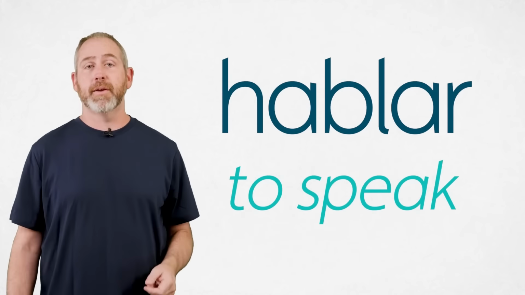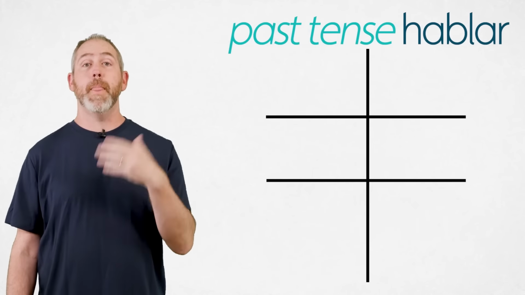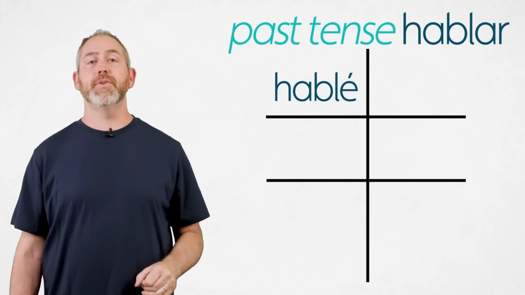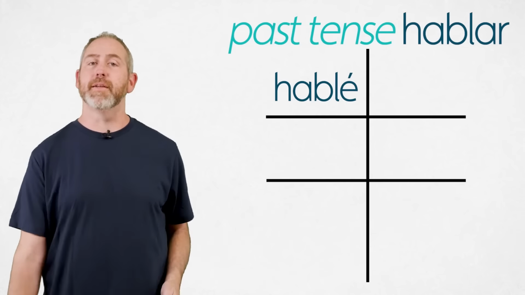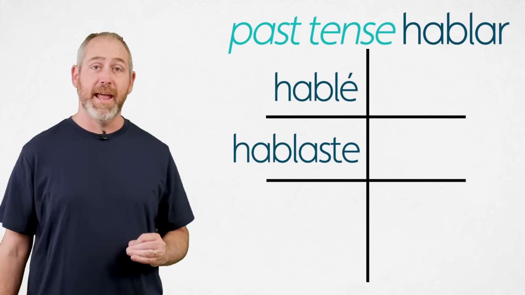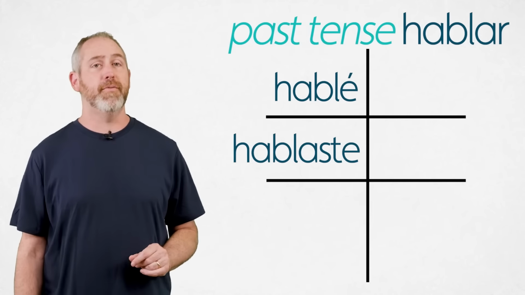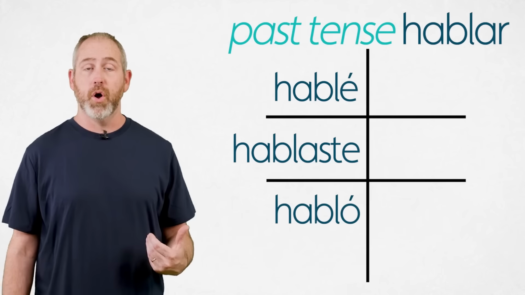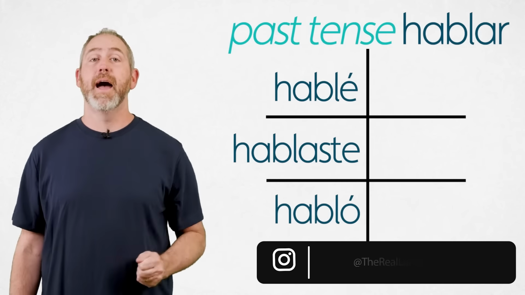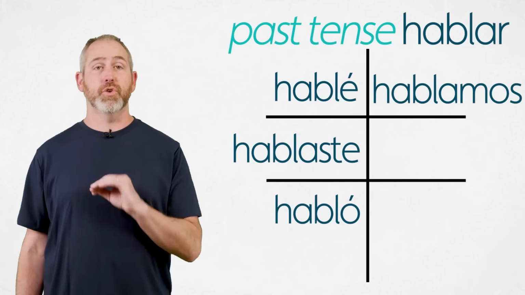Hablar means to speak. Well, if I wanted to say I spoke, it's yo hablé. Hablé. And stress that E when you say it. That really tells us it's past tense, okay? Now, tú hablaste. Hablaste. All right. Now, él, ella, usted form. Él habló. Ella habló. And usted habló.